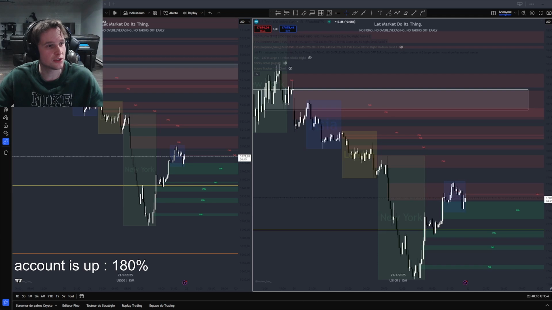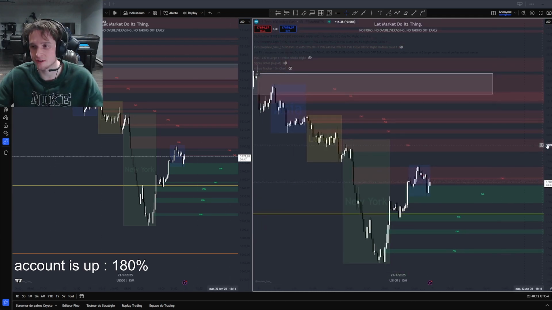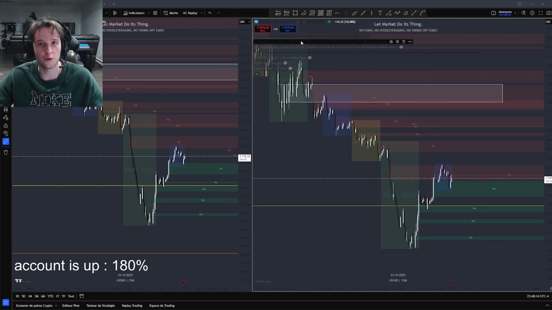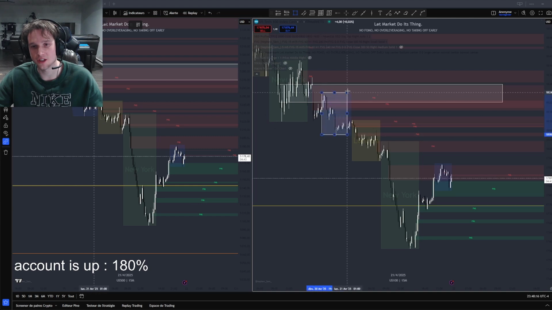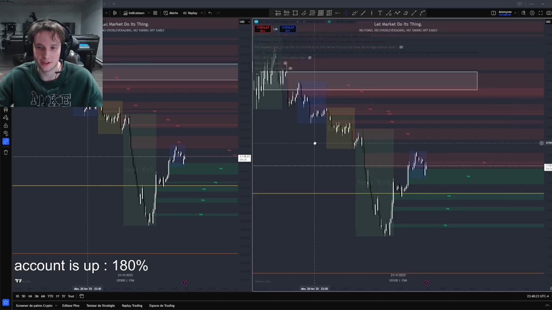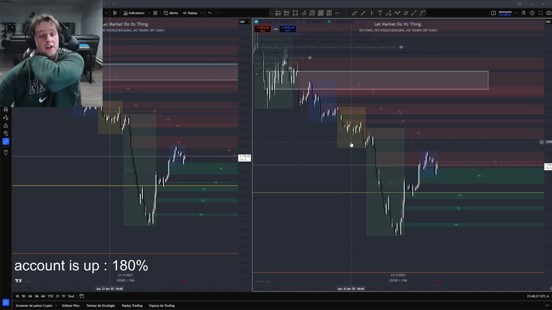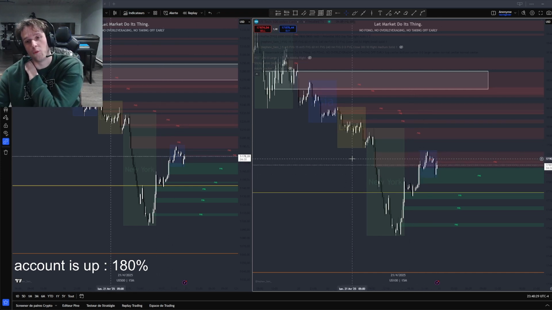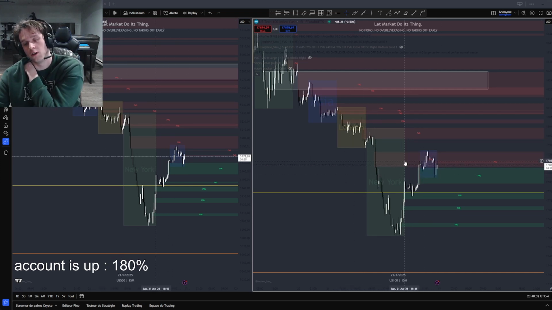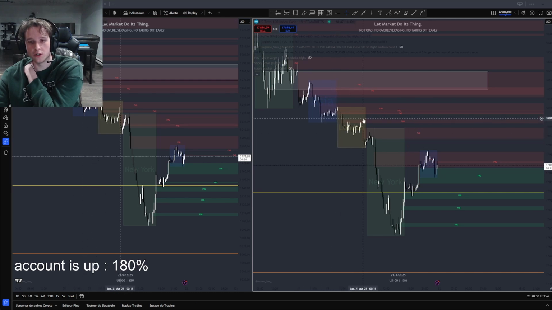So if I was to describe the sessions in the best way possible, the only really relevant ones are the Asia session, which is right here, the London session, which is marked in yellow, and the New York session, which is marked in green. Okay. So what I only trade and what you should probably only trade is the New York session, which opens at 8 and closes at 4. And the London session opens at 2 and closes at 8.